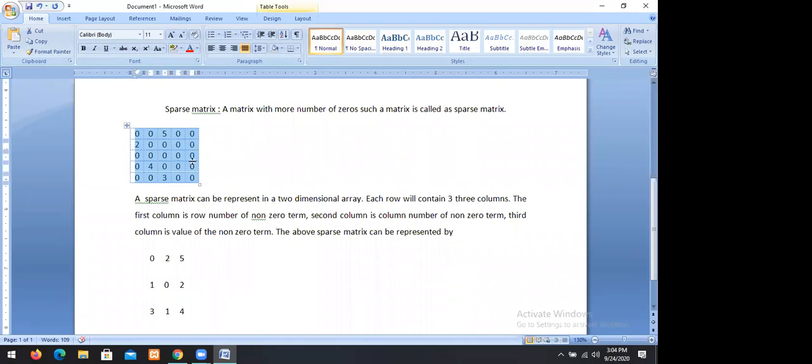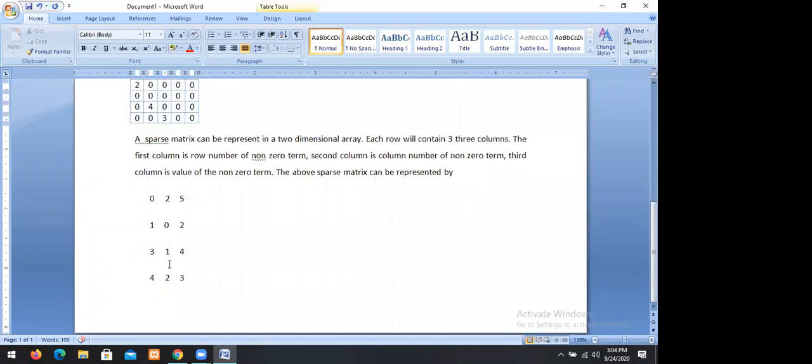So this matrix can be represented in a two-dimensional view. This is the two-dimensional way. In this view, the sparse matrix is represented in rows and columns. Each row will consist of 3 columns. The first column is the row number, second column is the column number, third column is the value.